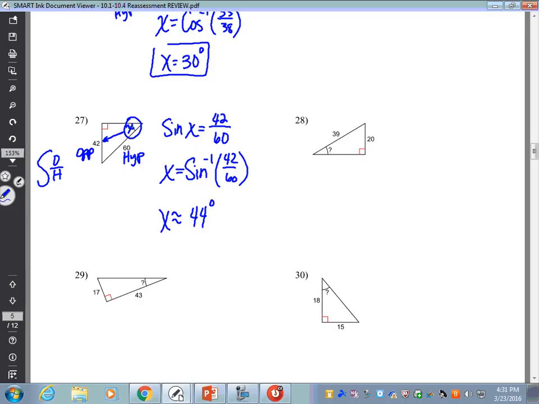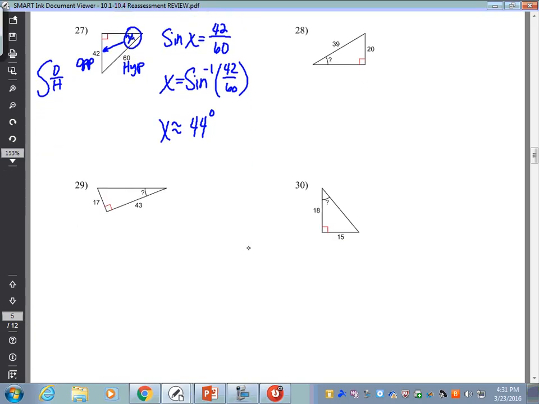So 28 is very similar to 27. I'll let you do that one. And we're going to move on to 29. Same thing, we're going to start off with finding the angle, circle that, and then list your parts in relationship to the angle. Hopefully you can label them. I'll give you some time, then you can check.